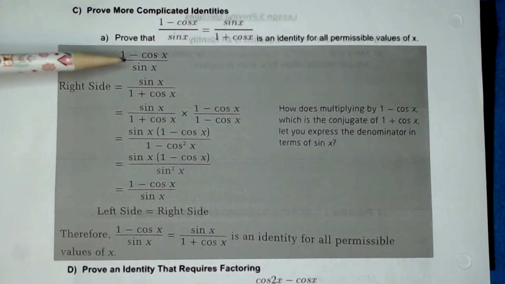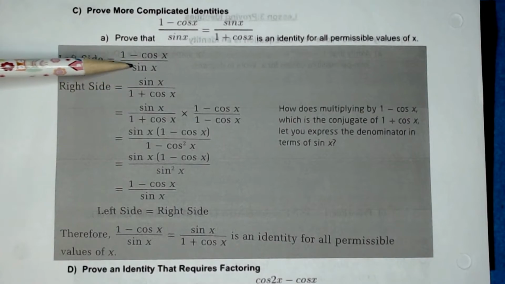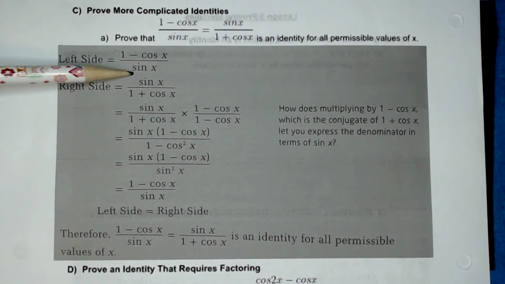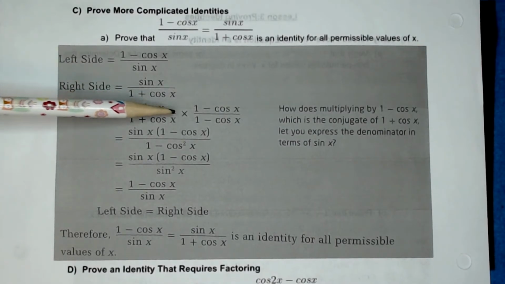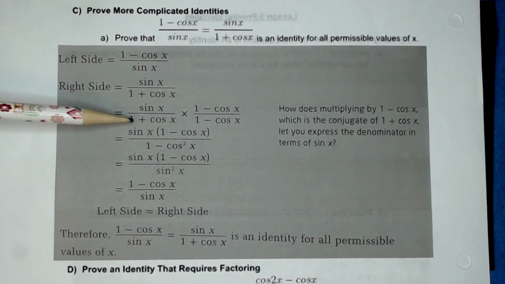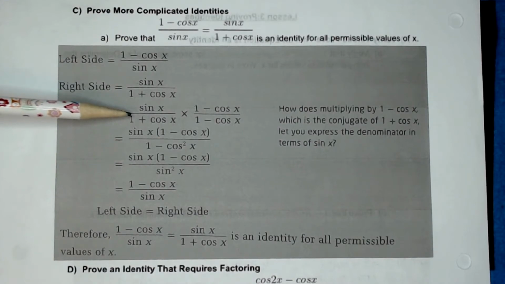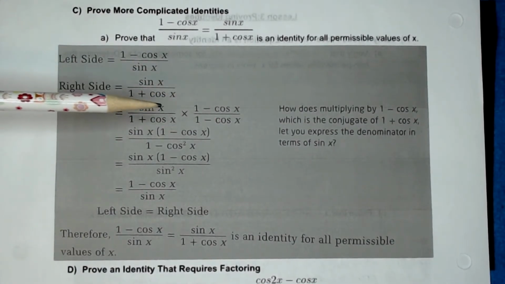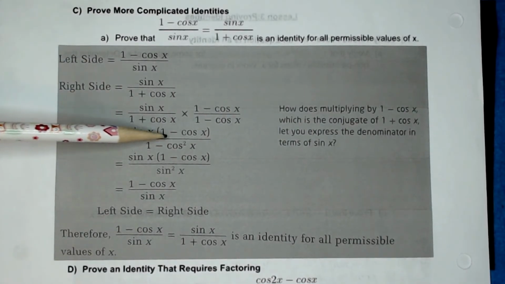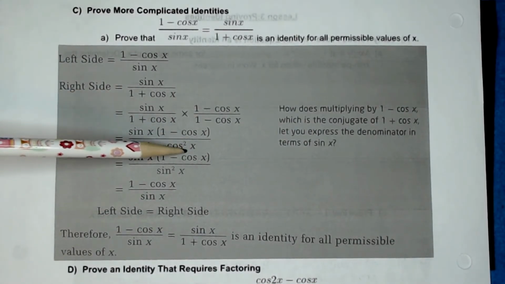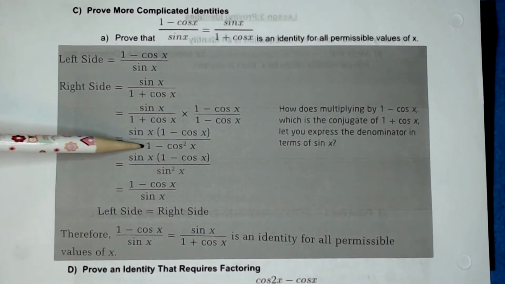Now, we need to create sine x on the bottom. So what you're going to do is multiply both top and bottom by the conjugate of 1 plus cos x, which is 1 minus cos x. Now this does a really nice thing in the bottom for you. We are trying to create a situation where we have a sine x on the bottom, and you end up with this statement, 1 minus cos squared x.